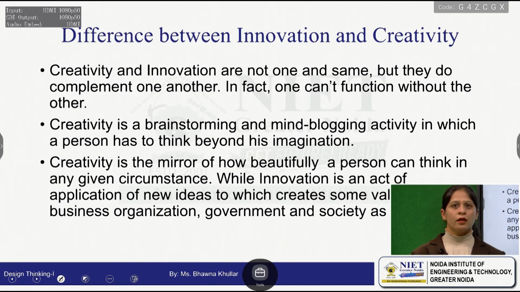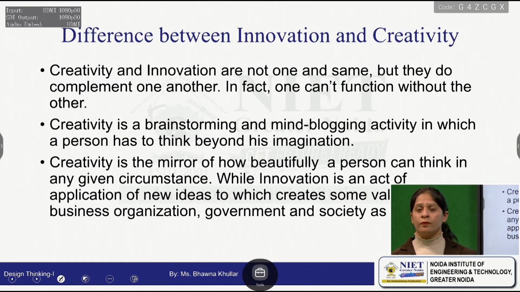Creativity is a brainstorming and mind-blowing activity in which a person has to think beyond his imagination. In creativity, there is no limit. It may be beyond the limit, like we take the example that in earlier times, some things were not possible, but now it's possible.